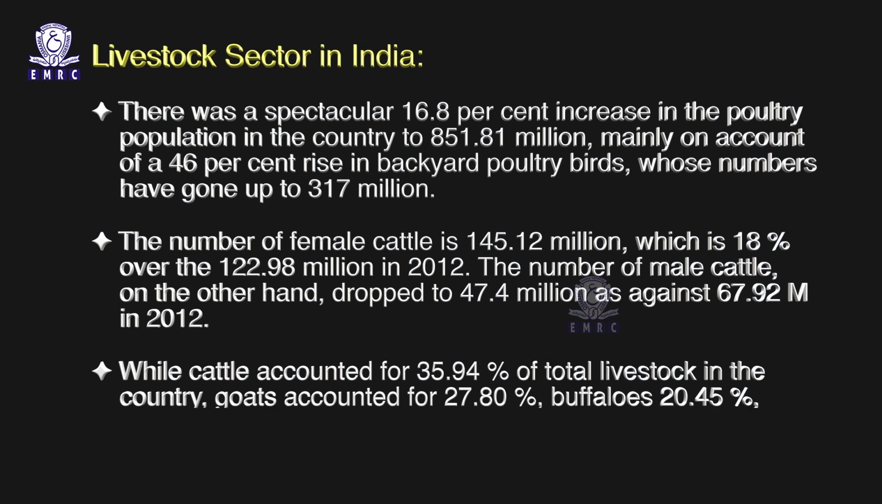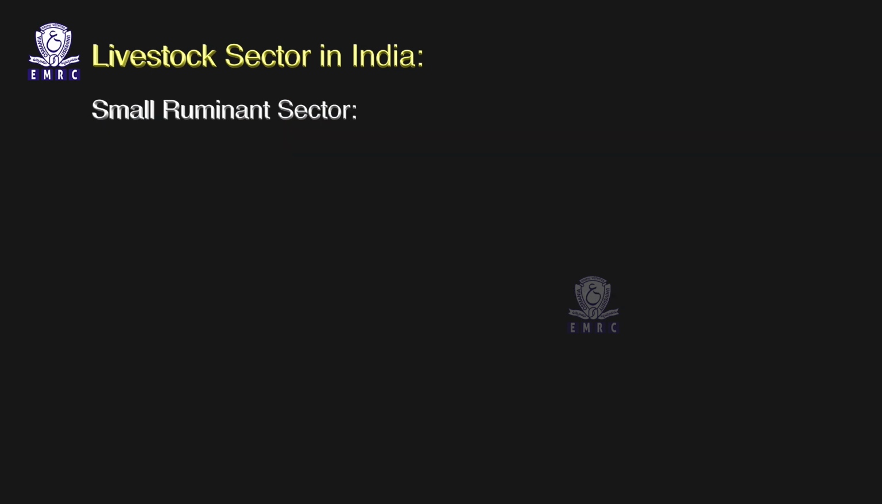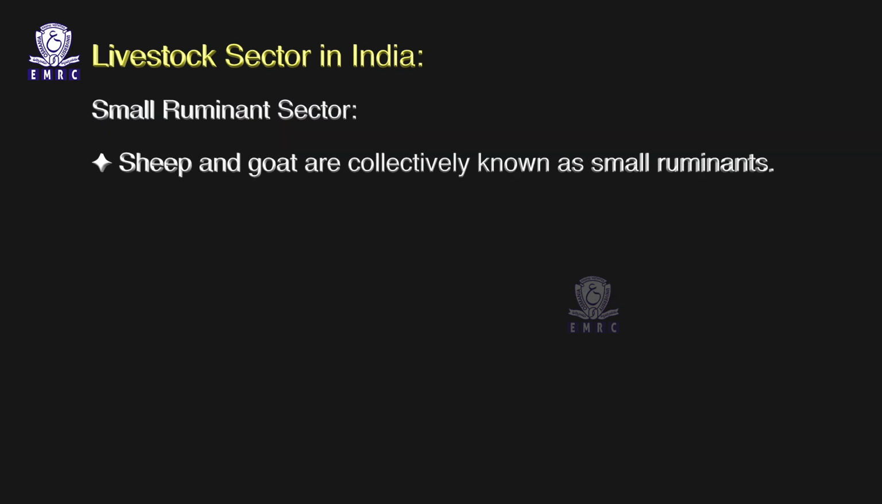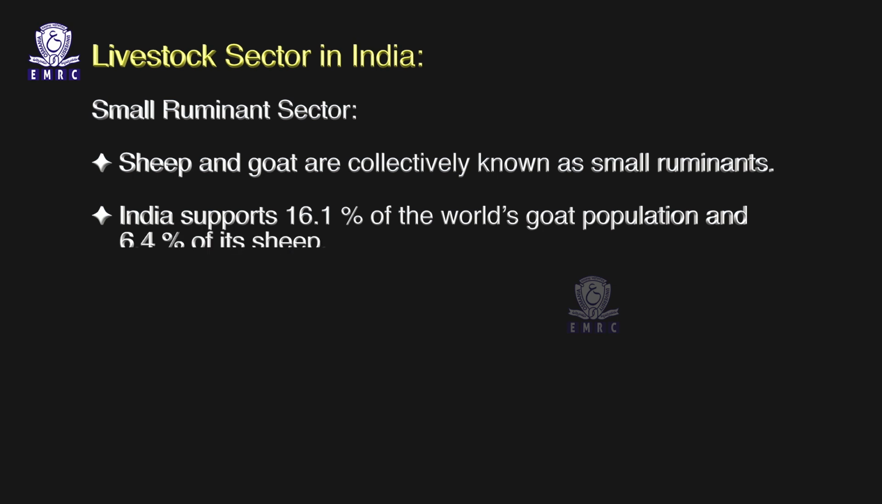While cattle accounted for 35.94% of the total livestock in the country, goats accounted for 27.8%, buffaloes 20.45%, sheep 13.87% and pigs 1.69%. Small ruminant sector. Sheep and goat are collectively known as small ruminants. India supports 16.1% of the world's goat population and 6.4% of its sheep.